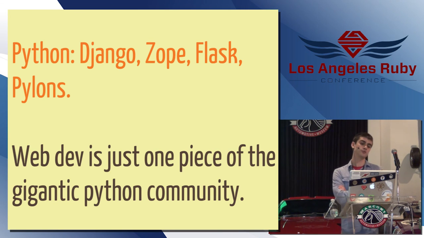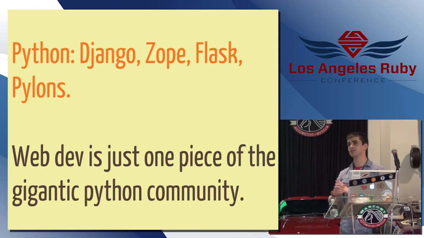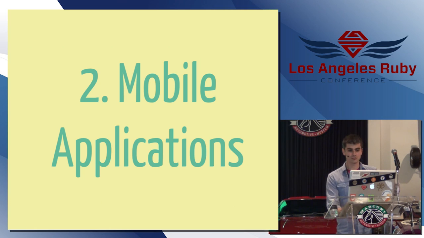Python also has a lot of cool stuff. Django is the most popular full-stack web development framework. Zope and Pylons are other ones. Flask is a minimalist framework similar to Sinatra for Ruby. But in general, web development is just one piece of this huge Python community that spans all these other problem domains. Let's look at mobile applications real quick.